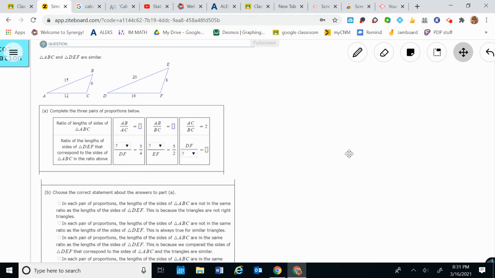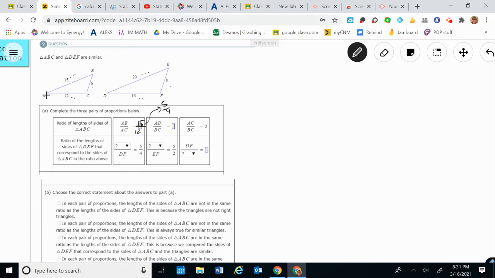Okay, so we've got triangle ABC and triangle DEF. So again, small is to small, medium is to medium, and large is to large. I'm just doing that to point it out. Complete the three pairs, AB to AC. Now we're not comparing triangle to triangle, we're comparing sides on the same triangle. So check this out, this is actually quite fun. AB is 15 and AC is 12. If you reduce that, they're both divisible by 3, so it becomes 5/4, right?